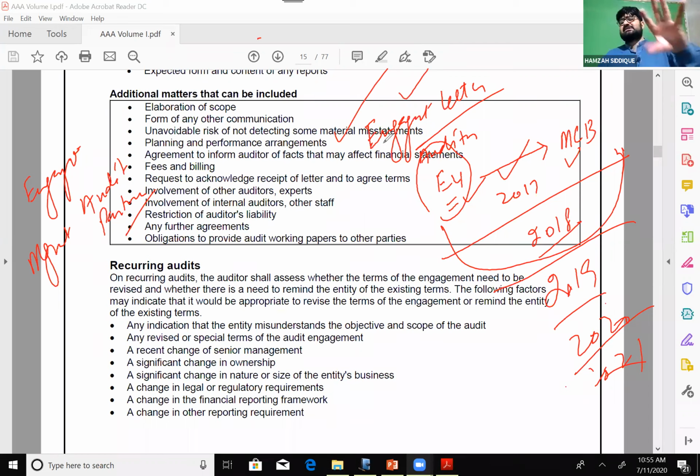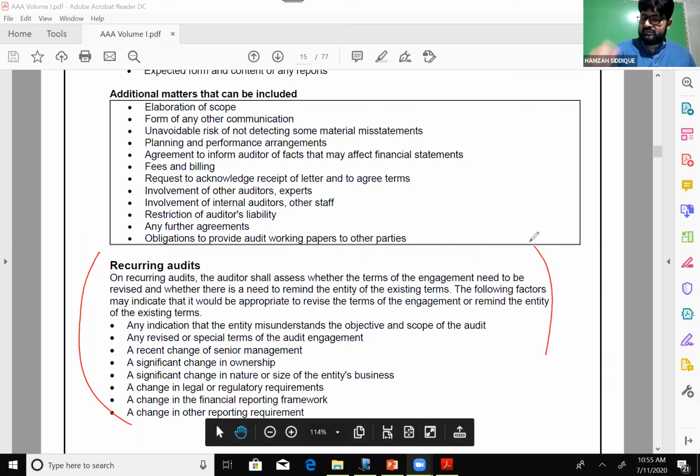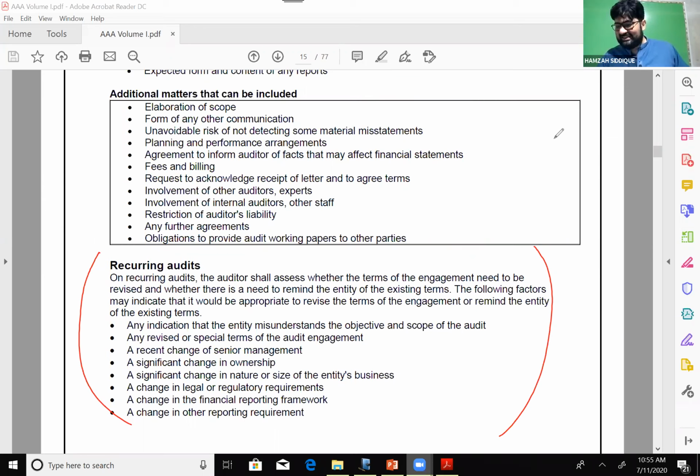Until certain circumstances arise. When does the engagement letter need to be revised? What are those circumstances? Of course, circumstances change, and I am going to discuss them. Fee is one of the factors, of course. I told you it is part of the terms and conditions of the audit.